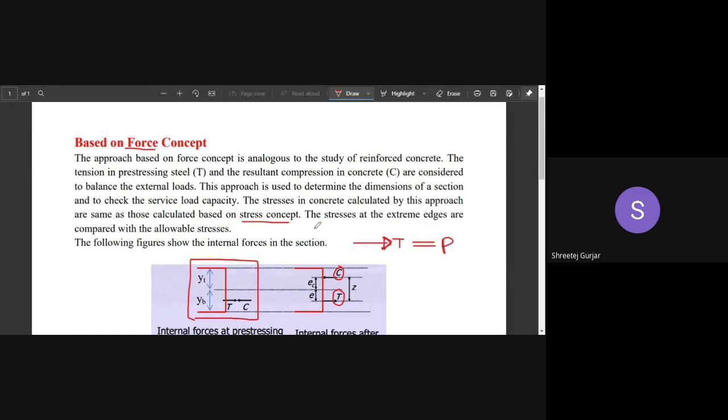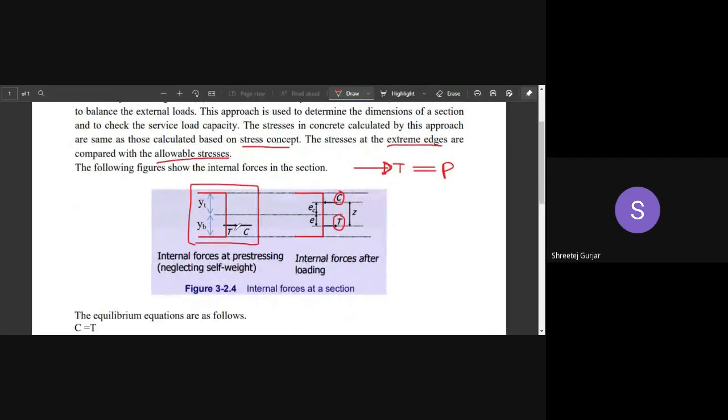The stresses at the extreme edges are compared with the allowable stresses. Extreme edges means the extreme top fiber and the extreme bottom fiber. They are calculated and then compared to the allowable stresses. The following figure shows the internal forces in the section. You have T, and a resultant compressive force C which is generated.